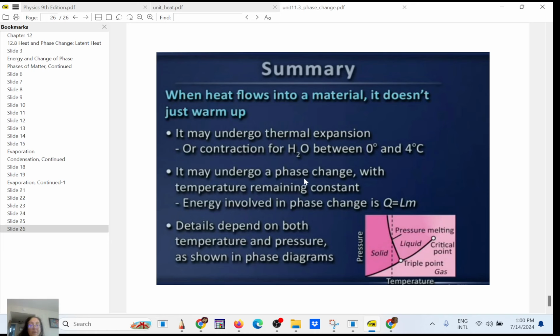Now, you can have a phase change. Okay, during that phase change, the temperature has to stay constant, and you will use this equation. And then you have these diagrams with the relationships between pressure, temperature, and the phase, or the equilibrium between the phases. Okay? So that was very short.